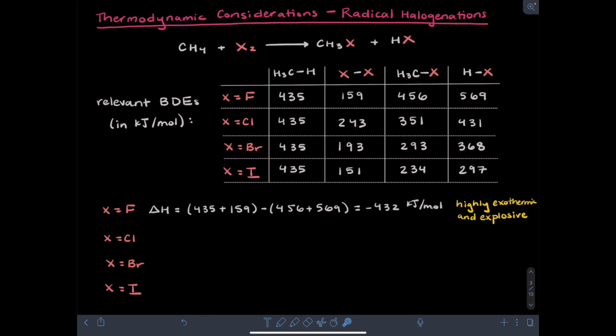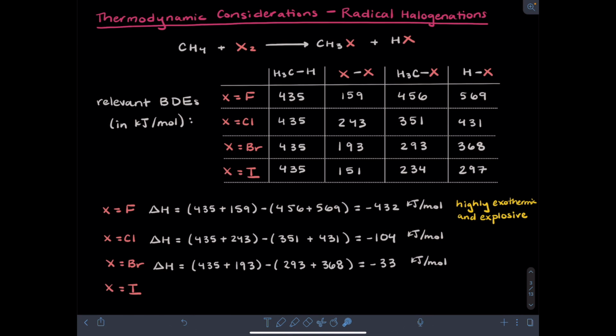This is a huge negative number, meaning that this reaction involving fluorine is highly exothermic. This is a problem in a lab because it releases so much heat that the reaction is explosive. Because of this, we're not going to consider fluorination reactions for the remainder of the video. For radical chlorination of methane, where X2 is Cl2, delta H of reaction is a more reasonable negative 104 kilojoules per mole. So this is exothermic, but not extremely so, and because delta G is approximately delta H, we would expect that this reaction would be exergonic and spontaneous.